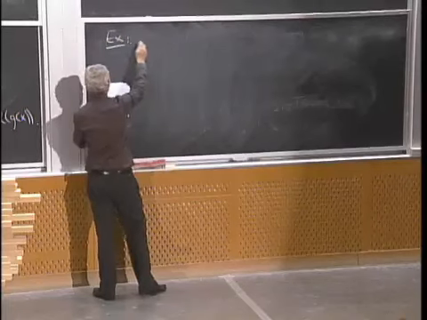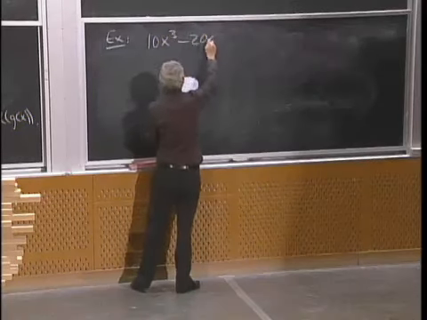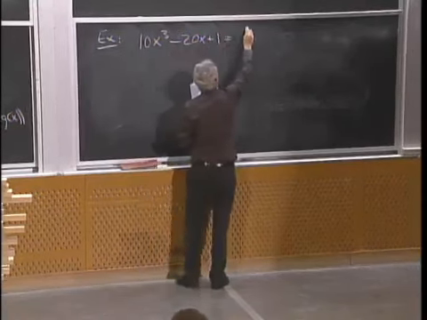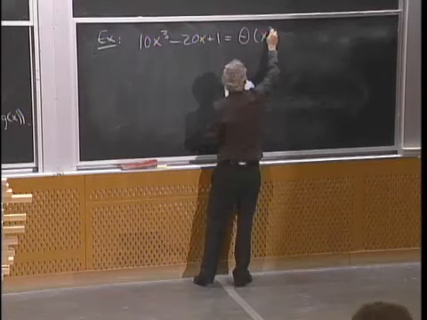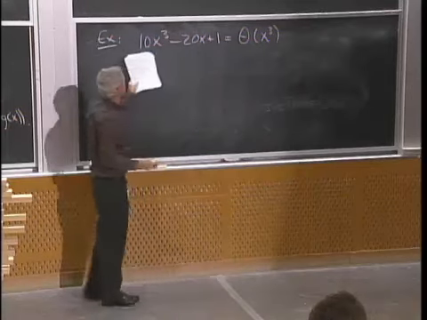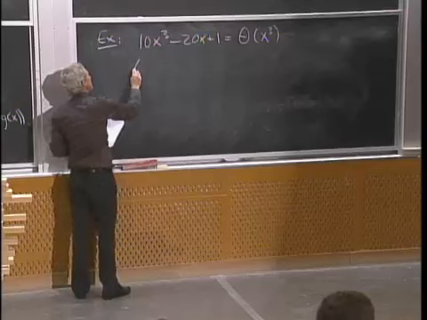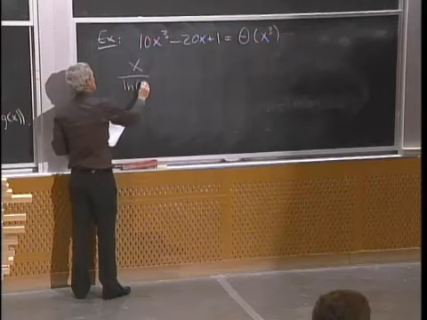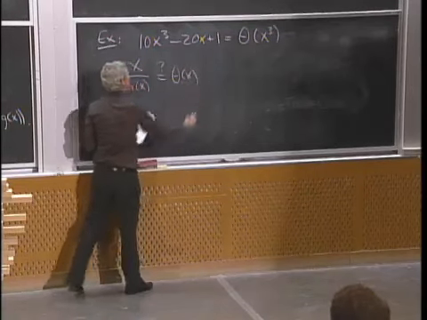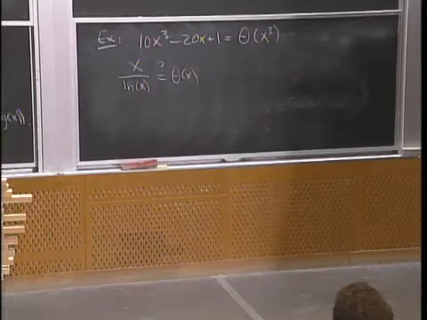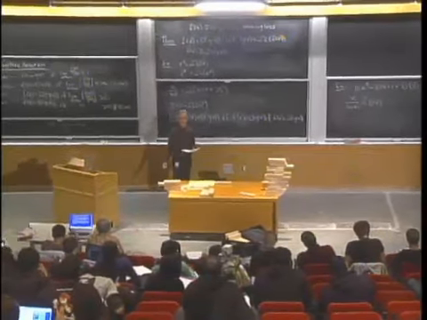So for example, 10x cubed minus 20x plus 1 is more easily written as theta of x cubed, because the constants don't matter, the low order terms don't matter. What about this? Is x over log of x theta of x? People are nodding their heads.